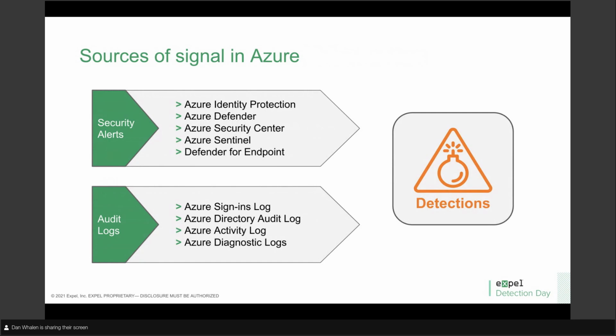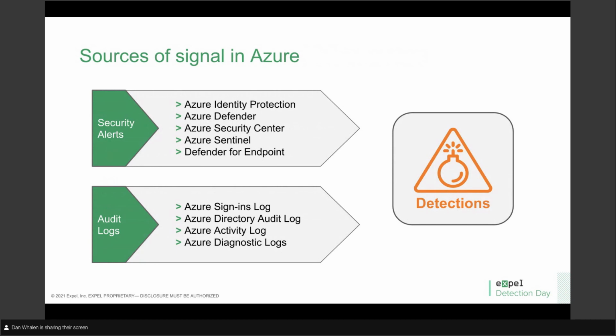Azure Sentinel is a great SIEM offering as well that can surface up alerts based on whatever sorts of logs you have, including your custom application logs. And finally, Defender for Endpoint, of course, is a super valuable solution that will surface up suspicious behaviors or activity happening on your VMs or on your endpoints. So those are, at a high level, the main sources of alert signal.